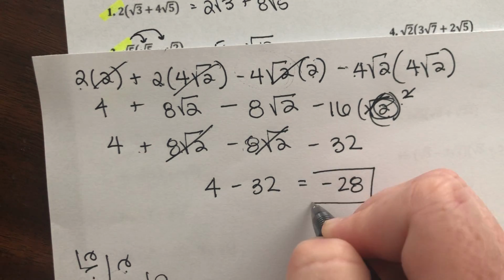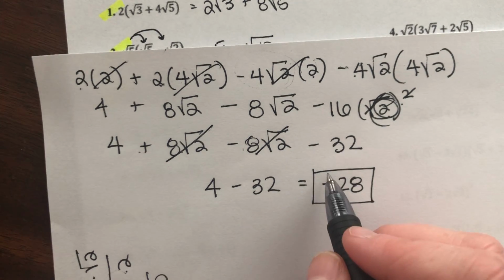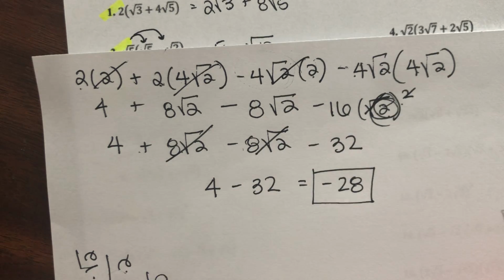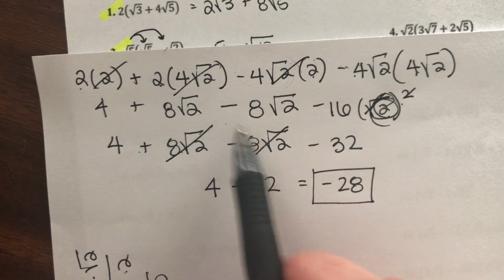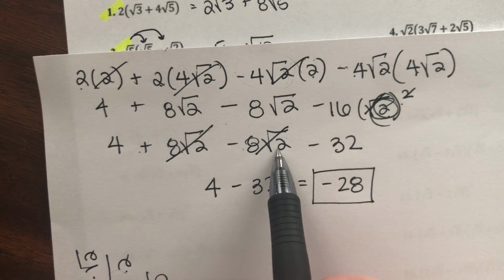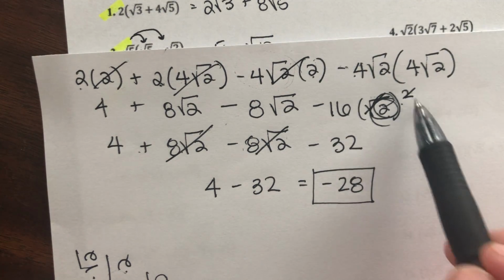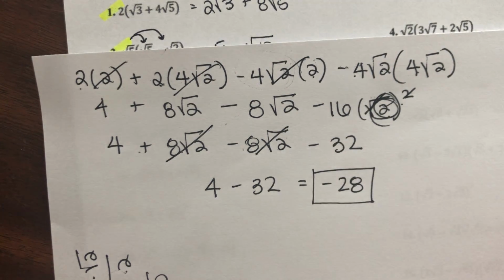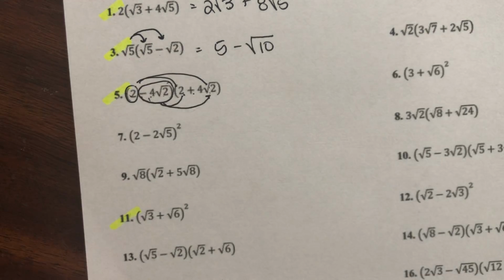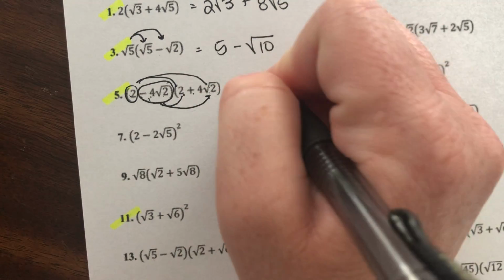So this is my final answer. And I should have one answer because there weren't any variables up here, right? Two of my radicals ended up getting canceled out. And then the last radical, the radical sign got canceled out because it was squared. So I don't even have any radicals left over. So negative 28 is my answer.